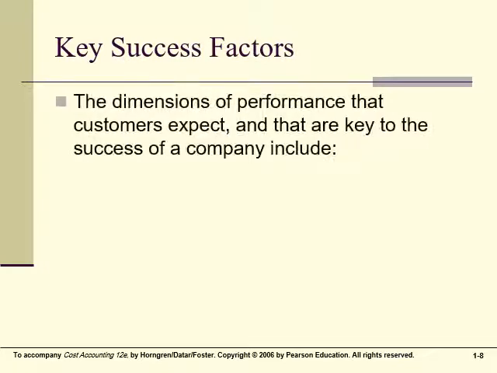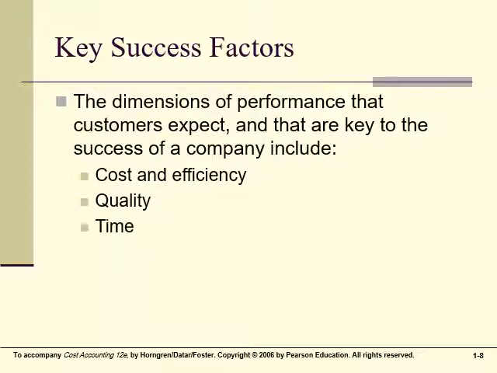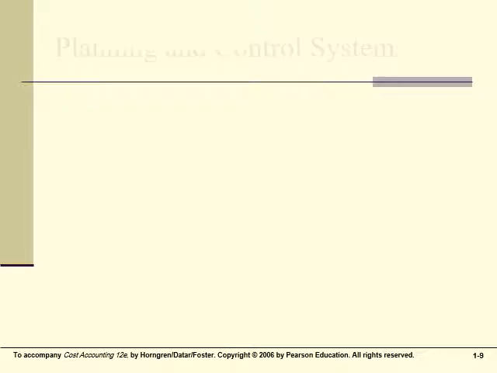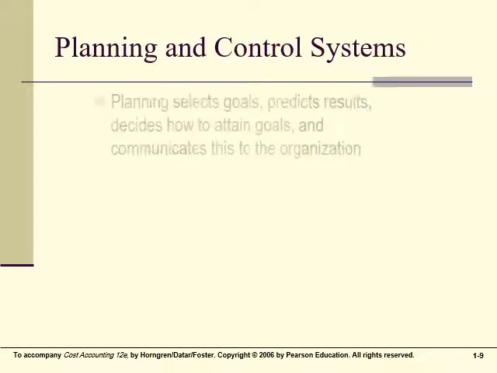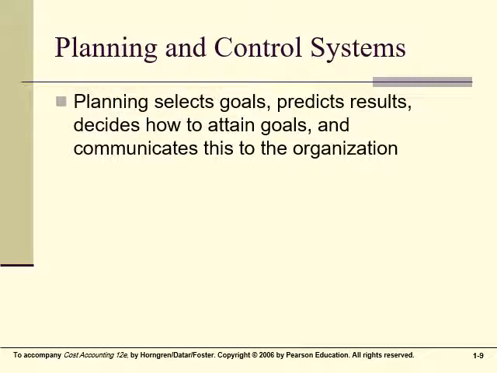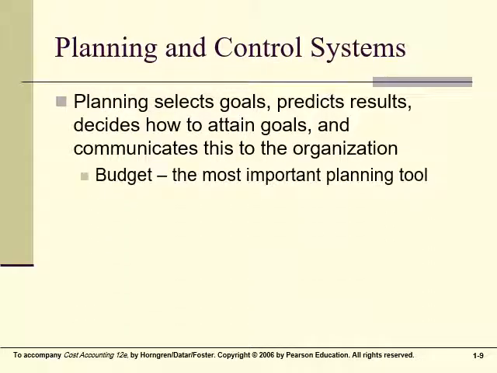We are talking now about the key success factors, the dimensions of performance that customers expect and that are key to the success of a company. They include cost and efficiency, quality, time, and innovation. Planning and control systems. Planning selects goals, predicts results, decides how to obtain goals, and communicates this to the organization. That is the brief definition of planning.